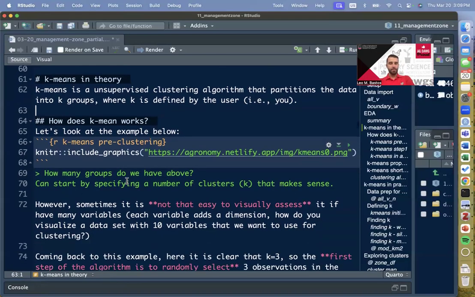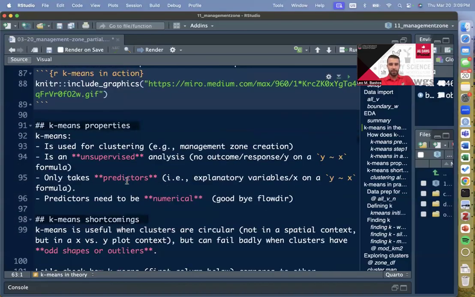I think I have some, let me see here. Let me check my code very quickly.